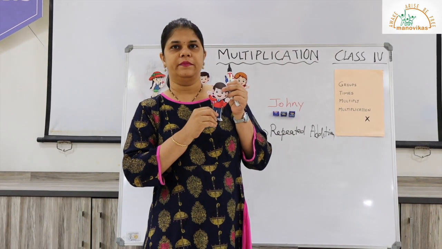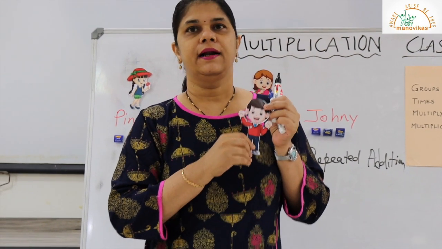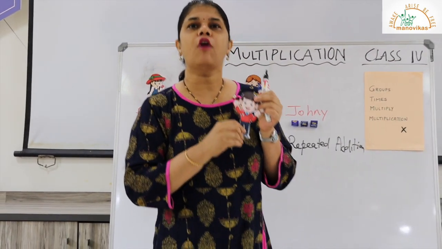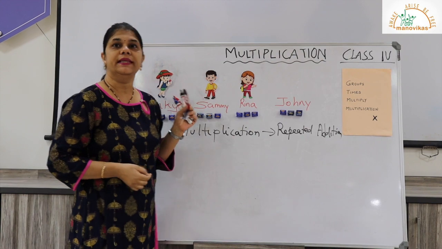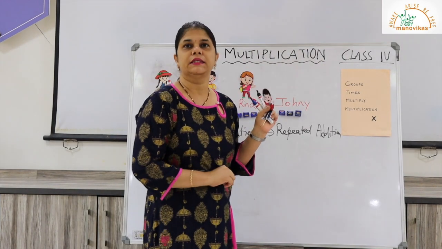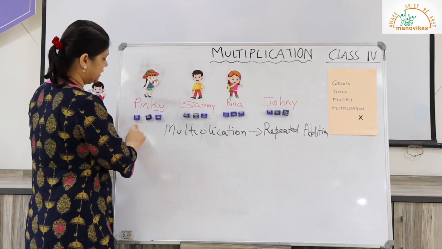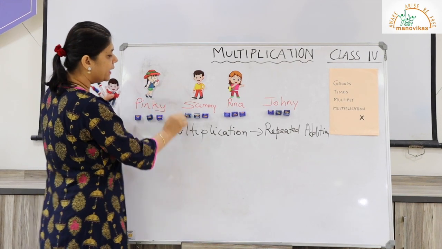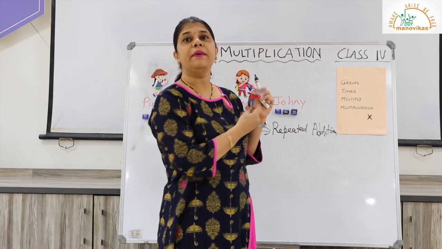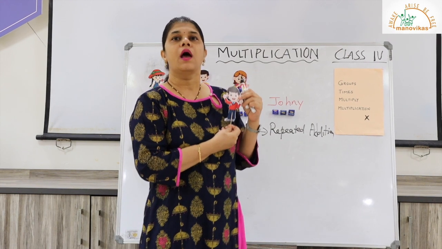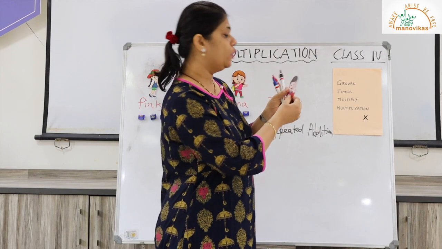This is Johnny. It is Johnny's birthday today. Johnny is very happy and excited, and he has invited 3 of his best friends, Pinky, Sammy and Reena, for his birthday party. Now, at the party, Johnny wants to give each of his friends 3 toffees. 1, 2, 3 for Pinky, 3 for Sammy, 3 for Reena. Now, Johnny is a bit confused. He does not know how many toffees he needs to buy. So don't worry, Johnny. We will help you out.